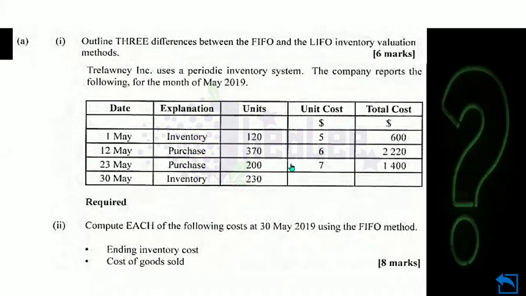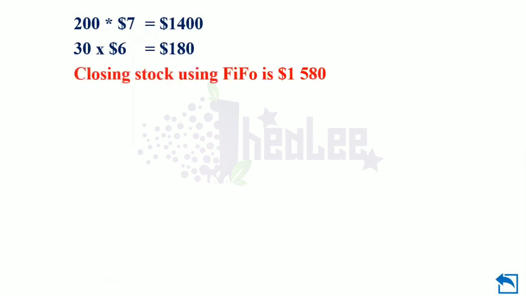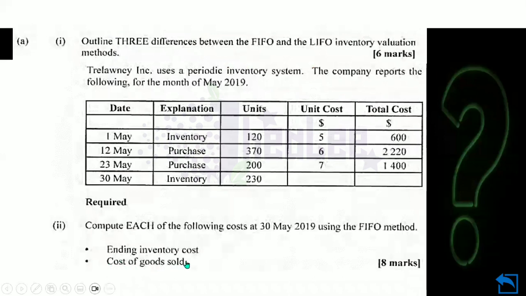So we're going to look at our response. So we have the 200 units, and the value of the 200 units is $1,400 because the cost per unit is $7. And we also have 30 units remaining where the cost of the unit is $6, and that amount is $180. Now in total, our ending inventory under the FIFO method is $1,580. Now that we have calculated the closing inventory using the first in, first out method, we're going to proceed to calculate the cost of goods sold.